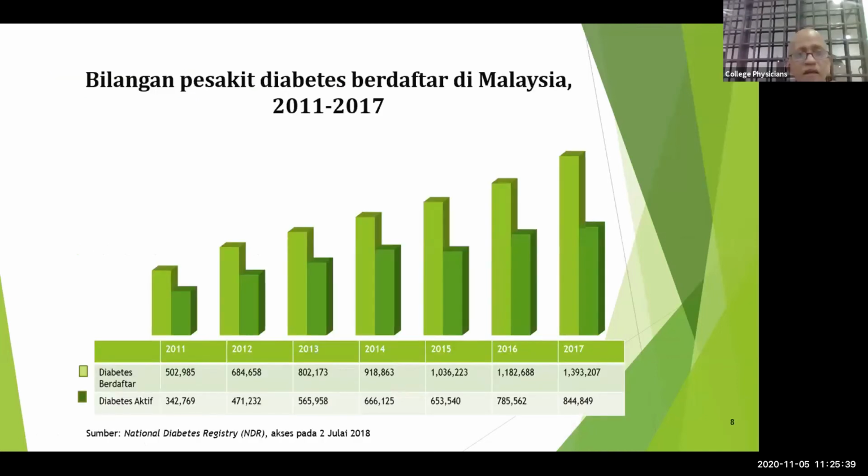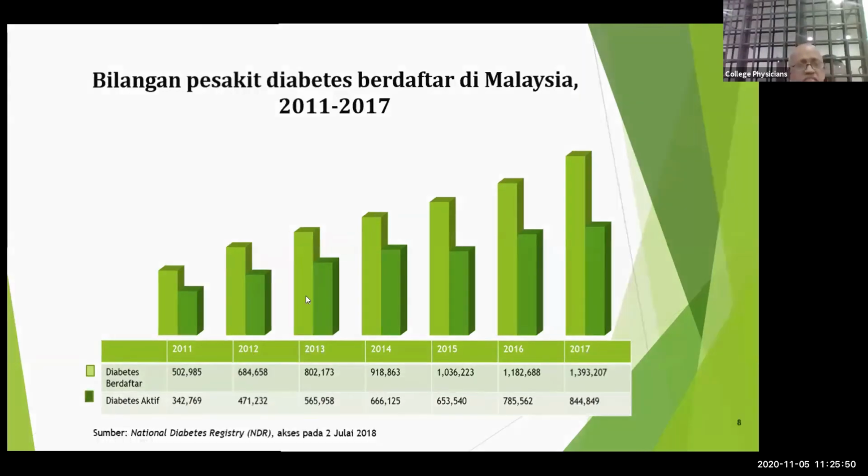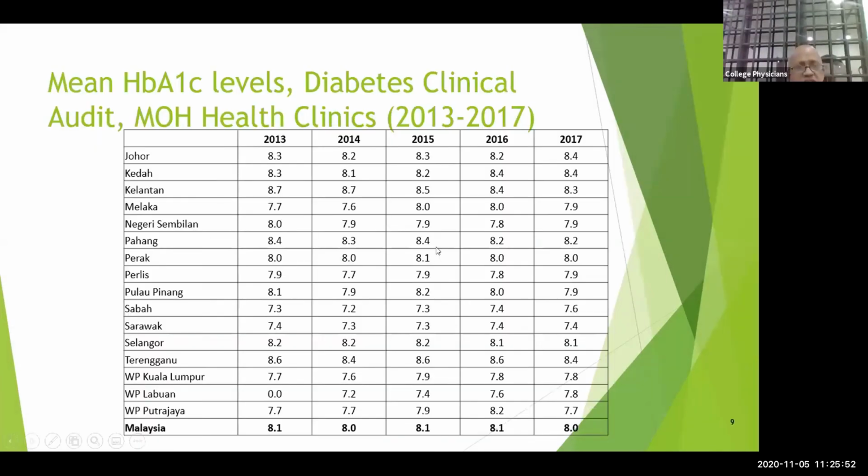So coming back to the registry, you see by 2017, almost 1.4 million people were on the registry. This is the mean HbA1c levels by states over the years. And you can see that we are around the region of 8, and it's not really getting better. Some states are better than others, but generally we are about the same over the years.